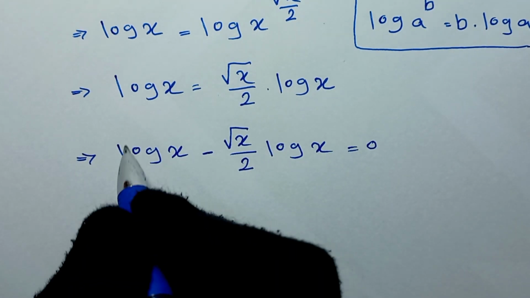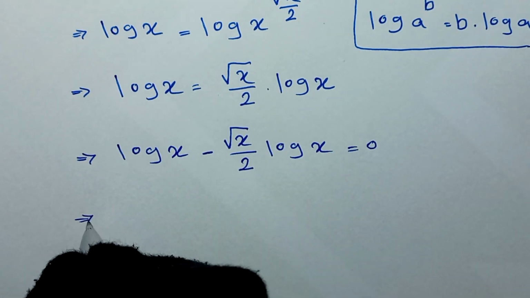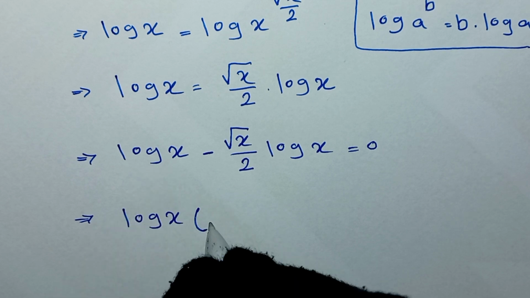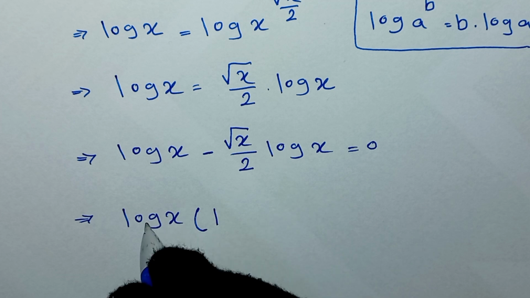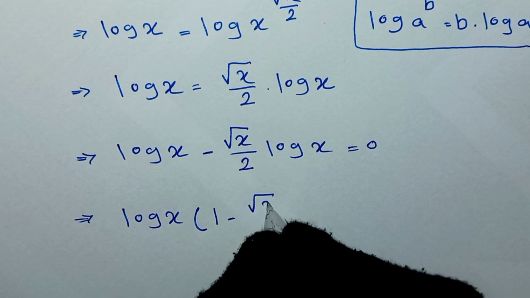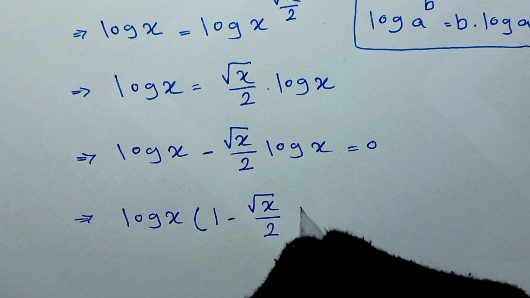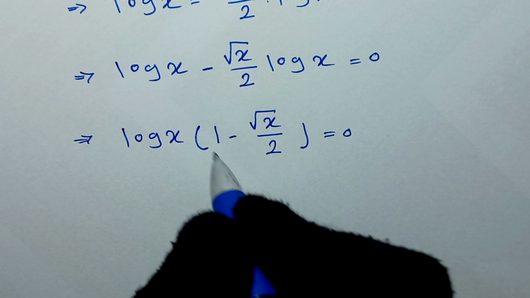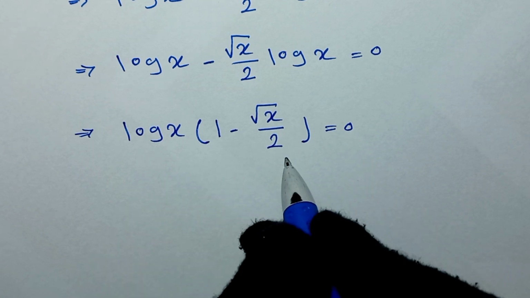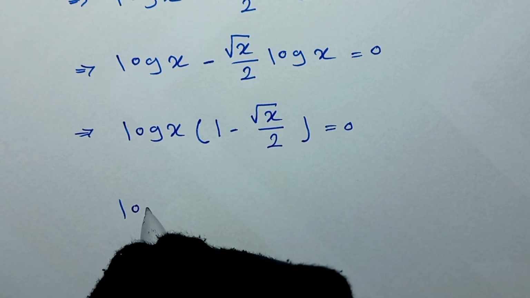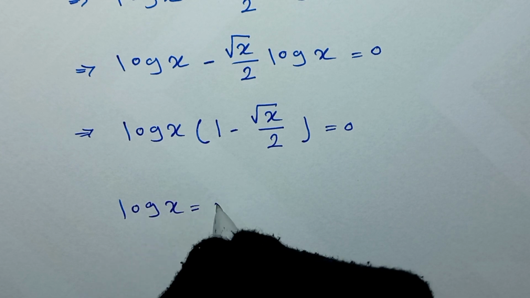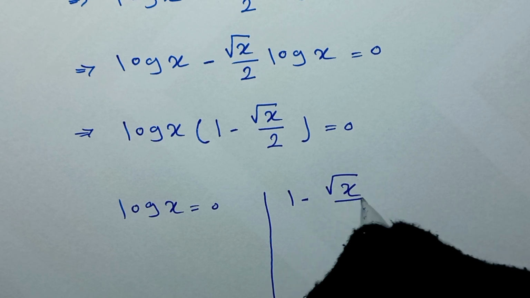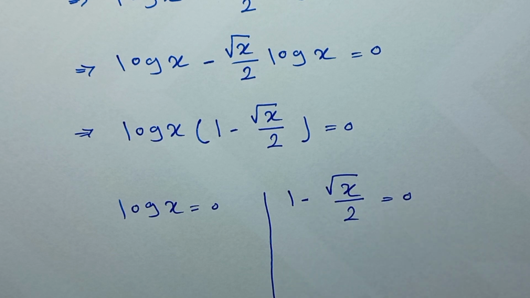In the next step, we factor log of x. This divided by log of x will be 1, and this divided by log of x will be negative square root of x over 2, is equal to 0. And here, log of x times this will be 0. So we have two solutions for x: log of x is equal to 0, or 1 minus square root of x over 2 is equal to 0.